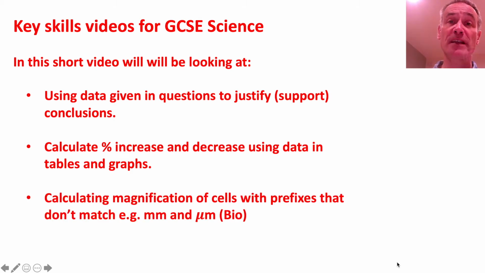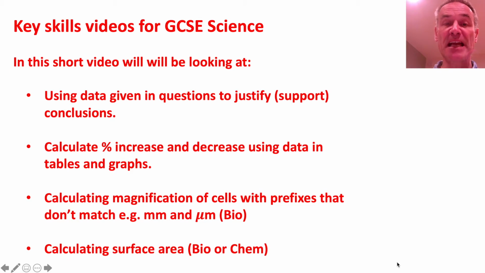And then one thing that catches people out quite often is how to calculate the magnification of cells where you've got prefixes that don't match, for instance, milli and micro. And the thing that came out last year and the year before that confused students was how to calculate surface area, and that's something which comes up in biology or it could come up in chemistry for rates of reaction.